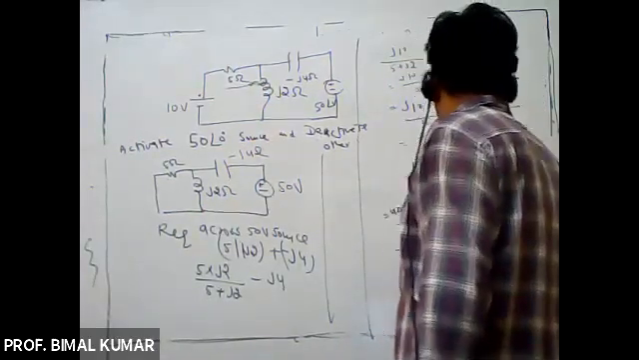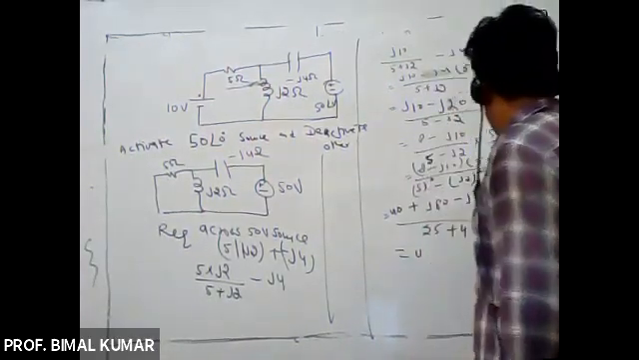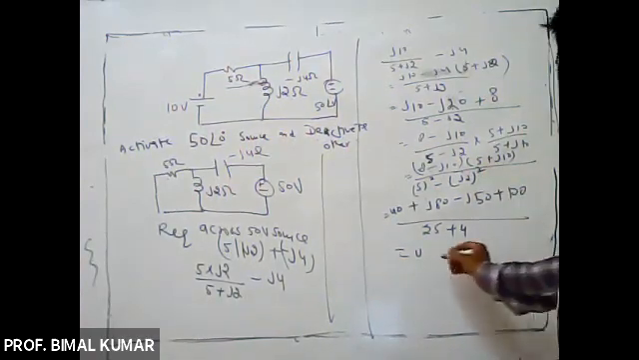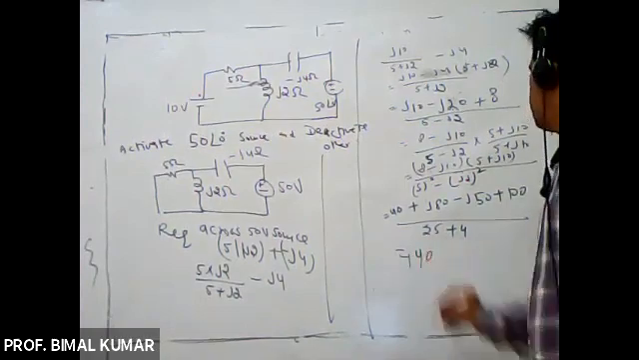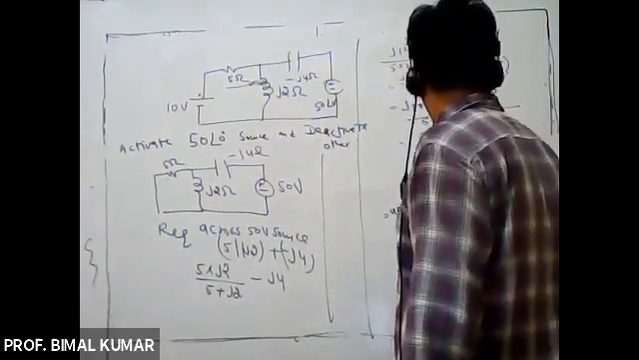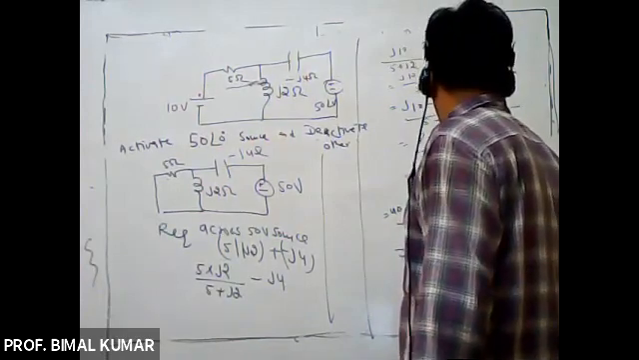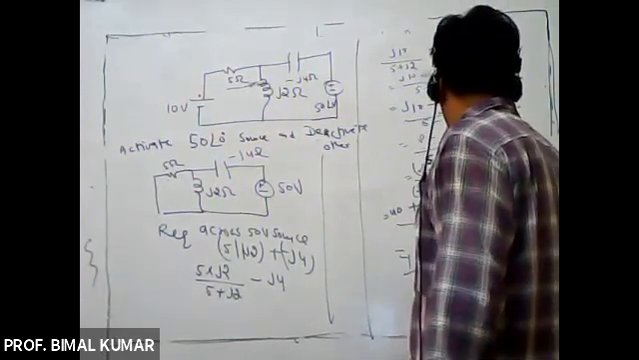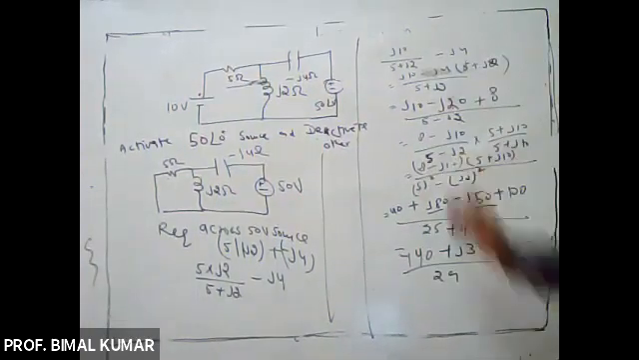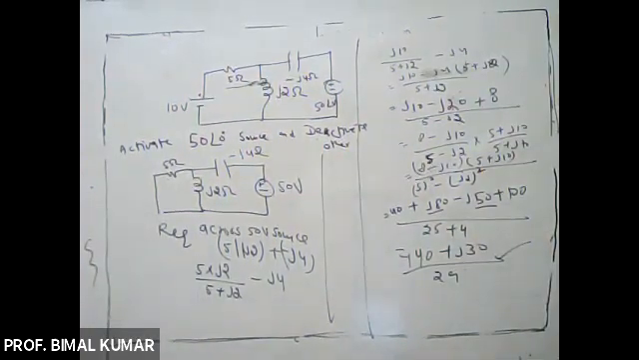So this will be 40 plus this 100, 40 plus 100, 140. 140, j80 minus j50, plus j30, divided by 29. So this may be your total equivalent impedance across that voltage source terminal.